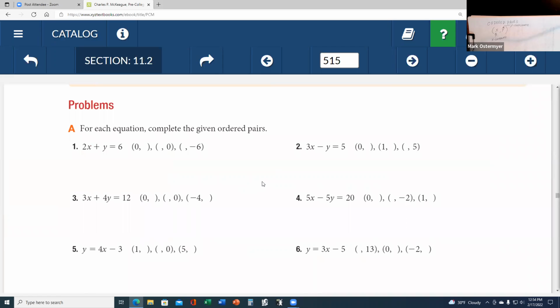In other words, they're going to give you either the x or the y coordinate of the partially completed ordered pair, and they want you to find the missing coordinate so that it is a solution to the linear equation that is presented. So I'm going to do number 2. Here they give us a linear equation, which is 3x minus y is equal to 5. And they want us to complete these ordered pairs here so that they are solutions to this linear equation. Well, for the first ordered pair, the x coordinate is 0. We have to find the y coordinate.